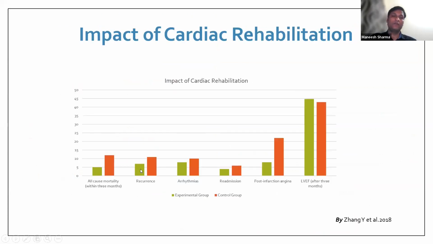And if we talk about the other factors like recurrence of the cardiac event, development of arrhythmias, readmission rate to the hospital, post-infarction angina incidence, and the left ventricular ejection fraction, this basically improves. And the recurrence, arrhythmias, readmission, post-infarction incidences as well as the mortality are substantially reduced after enrollment in a cardiac rehabilitation program.